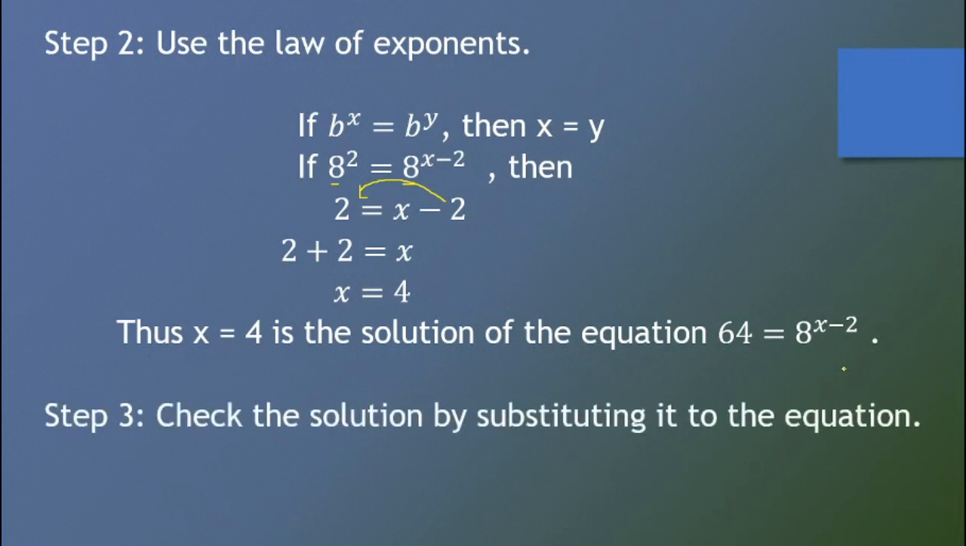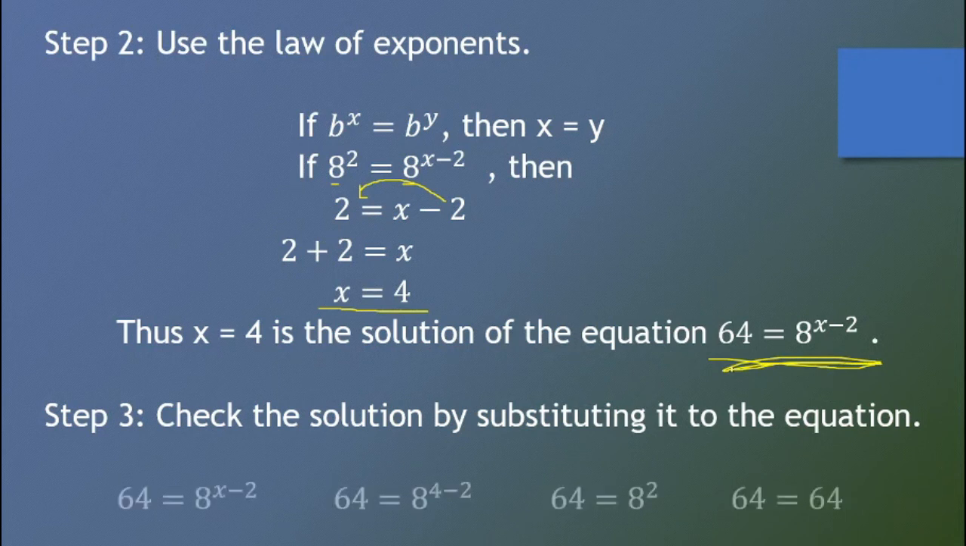After nyan, ang kailangan natin gawin is to check the solution by substituting it to the equation. So, isa-substitute natin yung 4 dun sa original equation, which is this one. So we have 64 equals 8 raised to x minus 2, and then substitute mo yung 4 dito. So magkakaroon tayo ng 4 minus 2. So we have 64 is equal to 8 squared. Then 64 is equal to 64. So ibig sabihin, tama yung ating sagot.